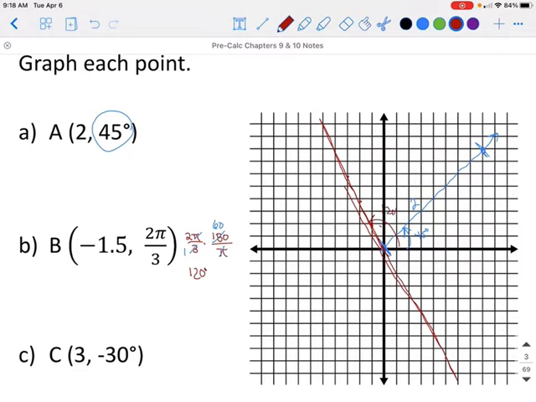So this is 120 degrees, but we're going a negative 1.5. So instead of going on the terminal side, we're going to go to the negative version of that. So we're going to start here, and we're going to go down negative 1.5 units. And for the last one, negative 30 degrees would be an angle that goes through here. So this is negative 30 degrees. So you measure it clockwise, and we would measure it with the length of 3 units.